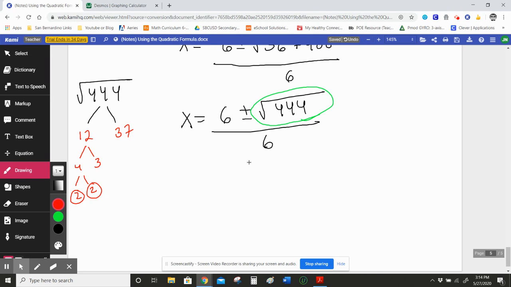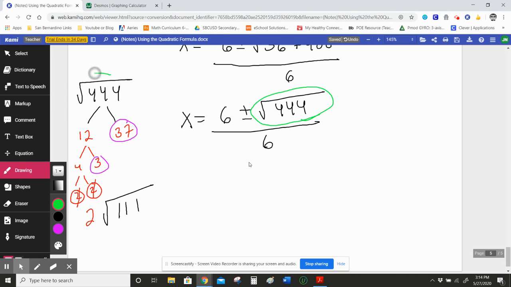So I have a pair of 2's, which means that I can take that 2 and put it on the outside. And whatever's left over on the inside just has to stay inside. So the 3 times 37 stay inside. 3 times 37 is 111, so I'm going to have the square root of 111 on the inside. And the 2 came outside because it had a little buddy to go out with.